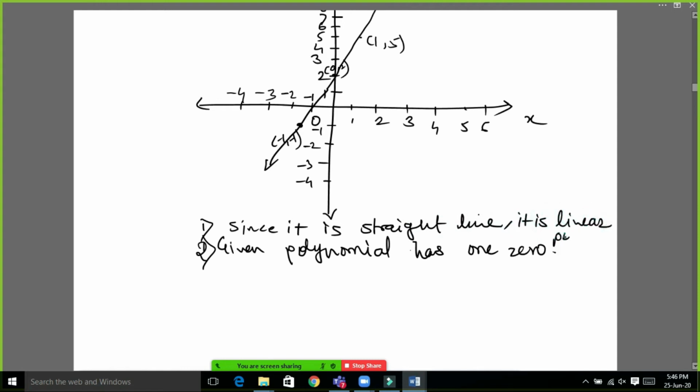Look at this. Since these points, when we join them, we get a straight line, it is a linear polynomial, and it intersects the x-axis at a single point, so the given polynomial has 1, 0. So these two conclusions we can draw from the above graph, and this type of question will be asked in your exam.